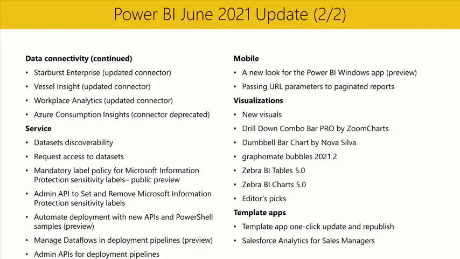This month's editors' picks are the Drill Down Map Pro visual by Zoom Charts, the Brick Chart by Mac Software, the Hierarchy Slicer visual by Jan Pieter, the Horizon Chart by XViz, and the Card with States visual by XViz. You can find these editors' picks and all of the other mentioned visuals on AppSource.